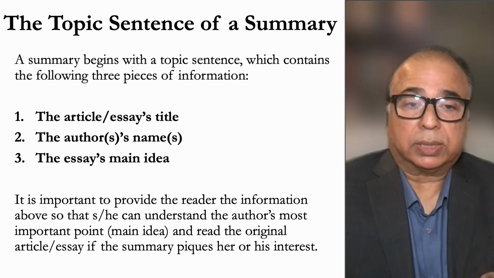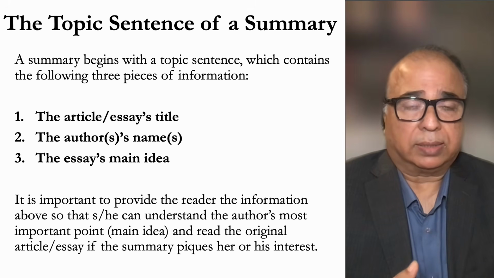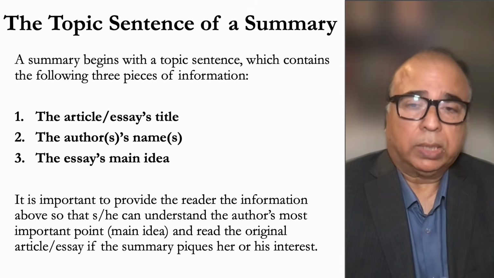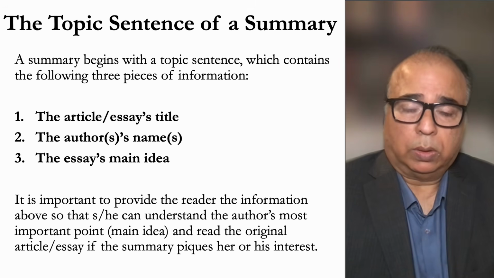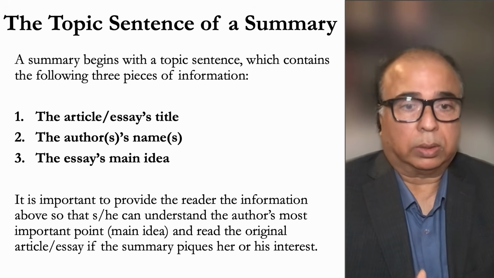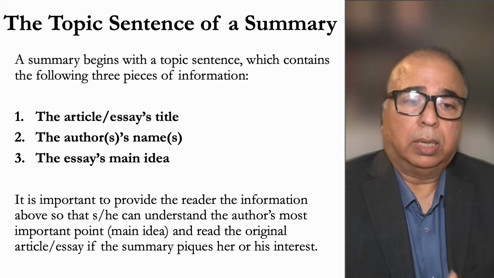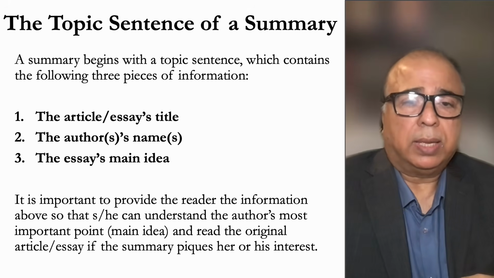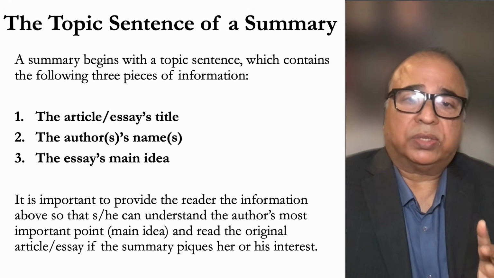It's called a topic sentence because it contains 3 pieces of information. First, it tells the reader the title of the essay that you are summarizing, the author's name, and if there is more than one author, then the 2 authors' names, and the essay's main idea, also known as the thesis statement. Okay? These 3 you have to do in one sentence.